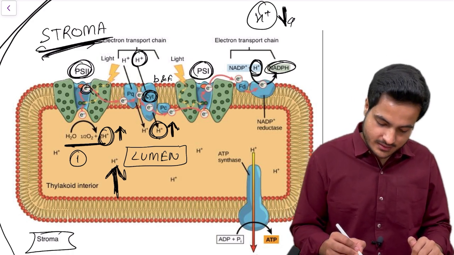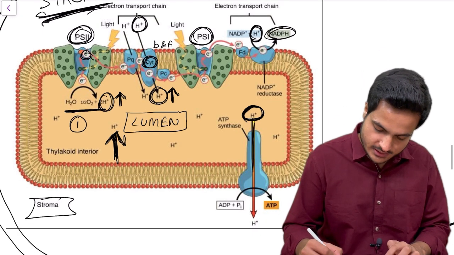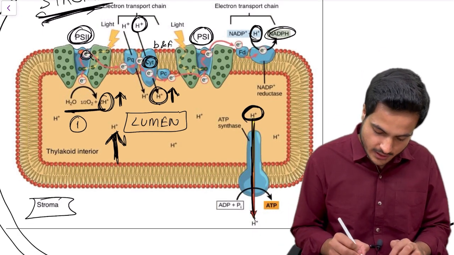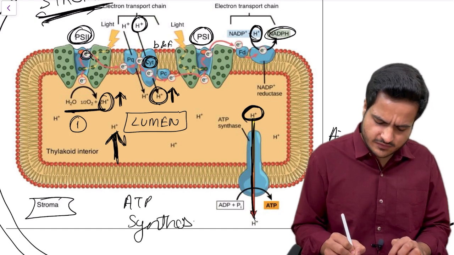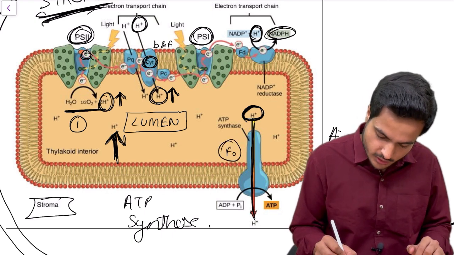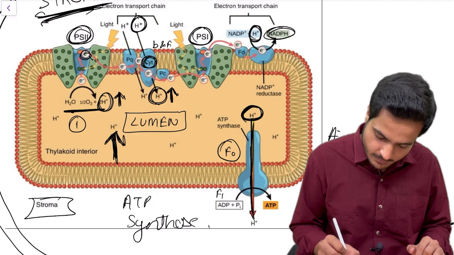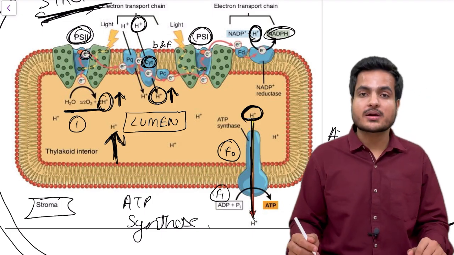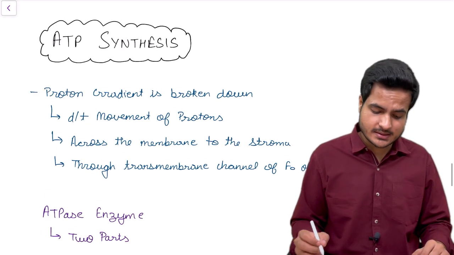And when these H plus ions move from higher concentration to lower concentration through an enzyme called ATP synthase, there occurs the formation of ATP, and this has two parts. One is F0, which is the transmembrane part, and the other one is the F1 part, which is the bulging out part of this enzyme. Now let us talk about this enzyme ATP synthase.